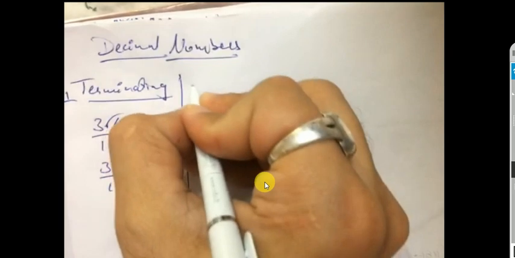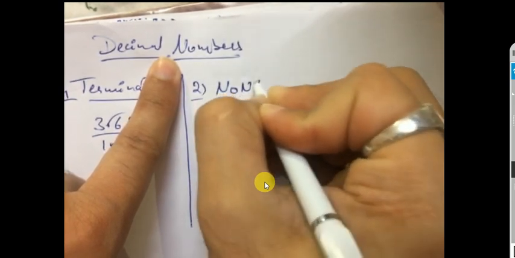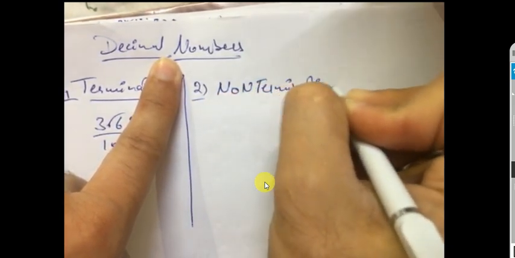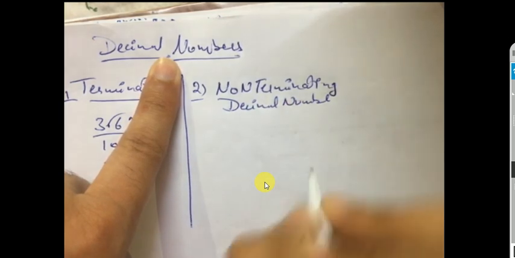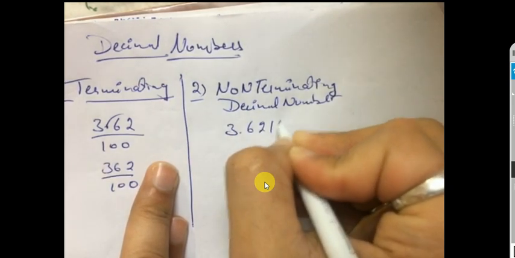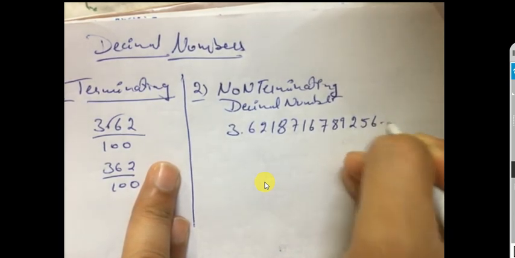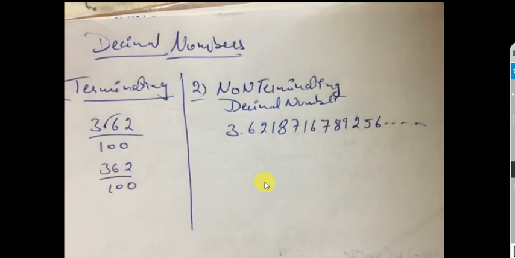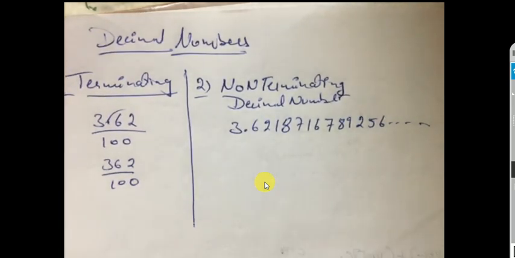Second type of number is non-terminating decimal number. A non-terminating decimal number will be, let's say, like this: 3.6218716789256 up to infinity. Now you cannot take out the point from here because you do not know how many multiples of 10 you have to write in the denominator. So such kinds of numbers are irrational numbers.